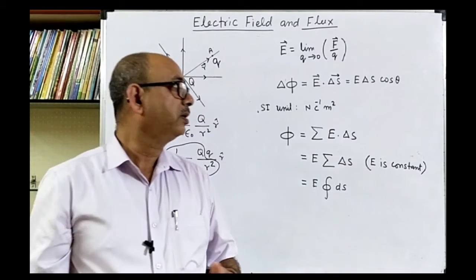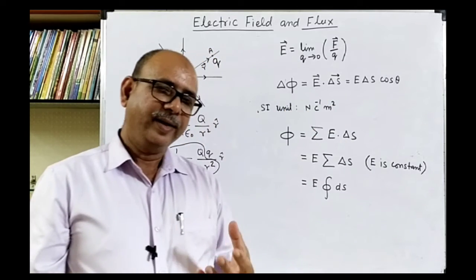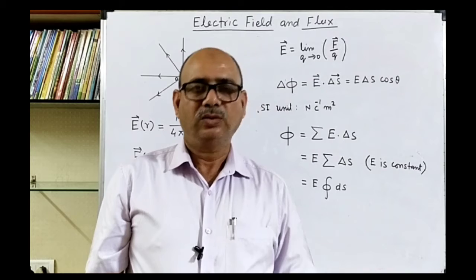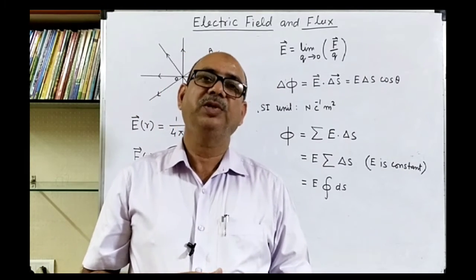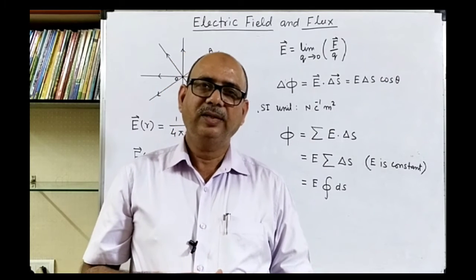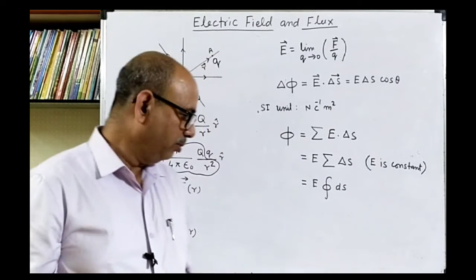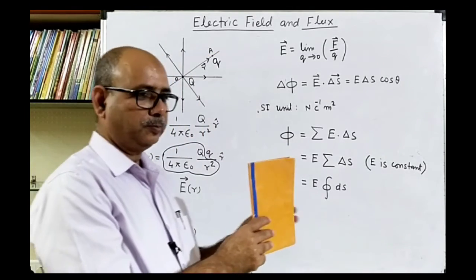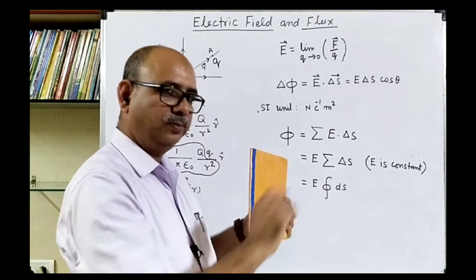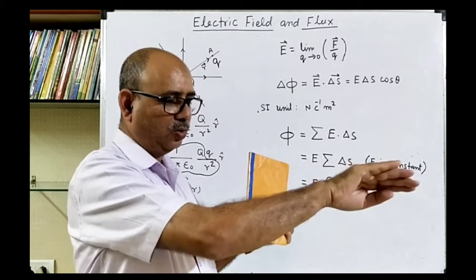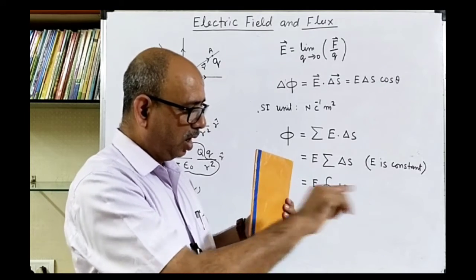And we can write that electric flux equals E dot delta S. Delta S is the small surface area chosen. Delta S is a vector quantity. That means it will have magnitude and direction both. Its direction will always be normal to the surface chosen. That means if we have taken this surface, the direction of delta S will be normal outward, because normal can be inward and outward. The direction of delta S will be normal outward.